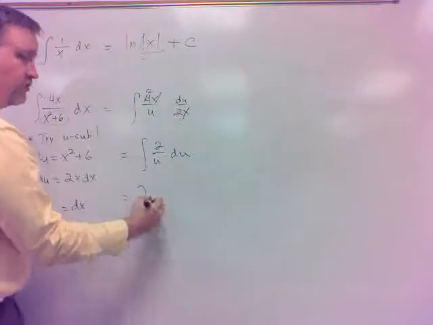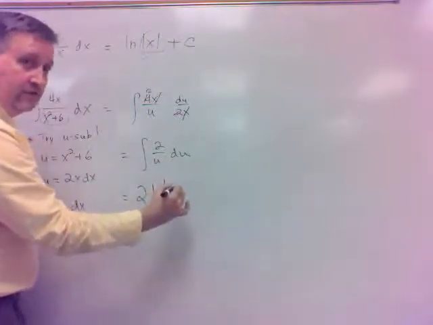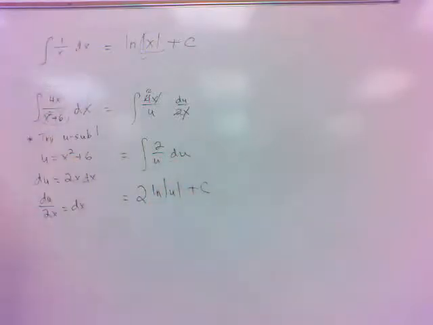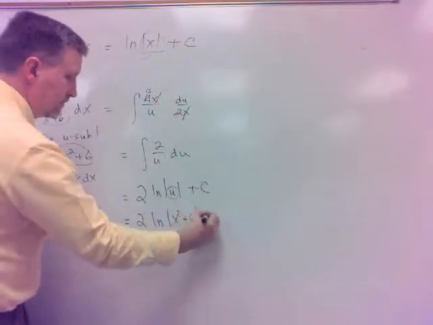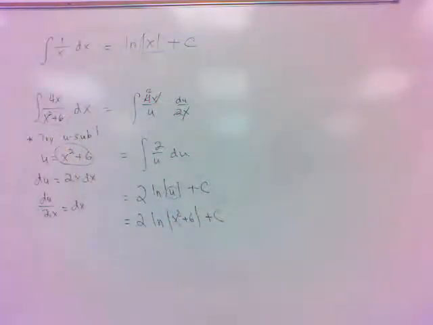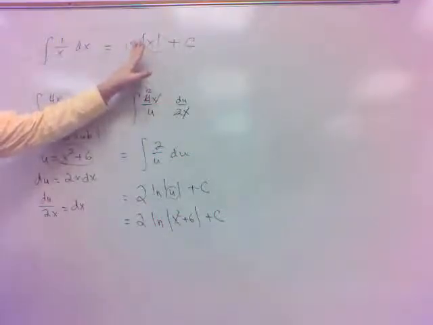This is going to be 2, what? ln of the absolute value of u plus c, right? With me? Now, if I go finish it out, of course, I've got to do x's instead of u's, so x squared plus 6 is the next step there. And then the next step is this. Like we were saying, the absolute value of x gets me x being positive or negative.